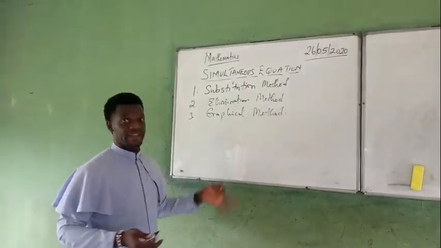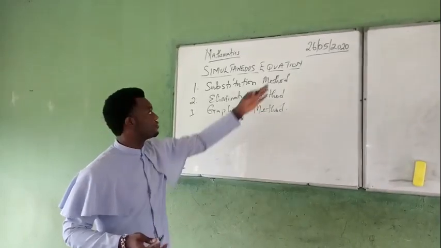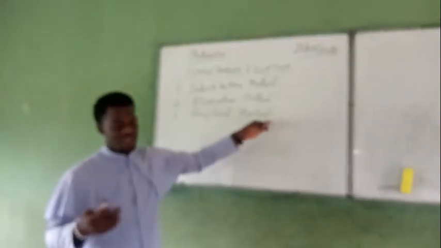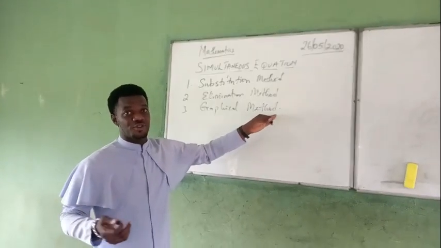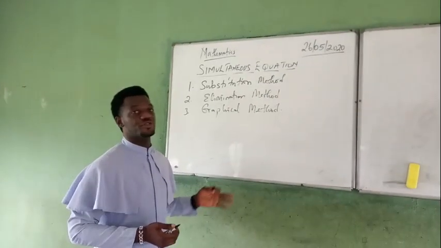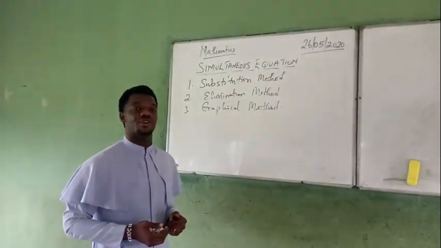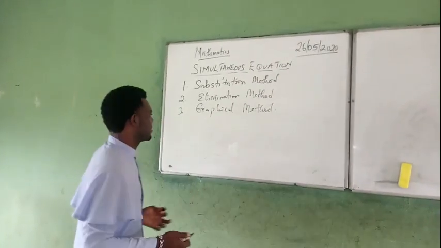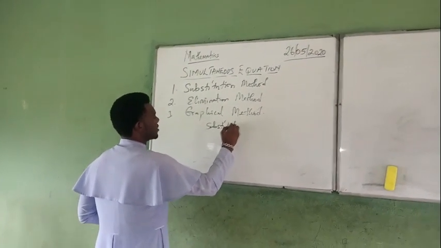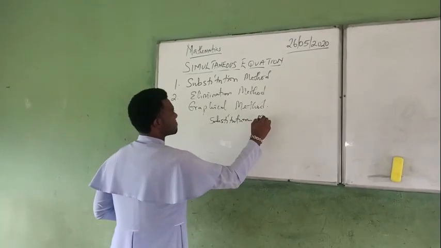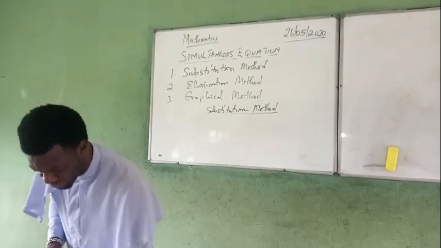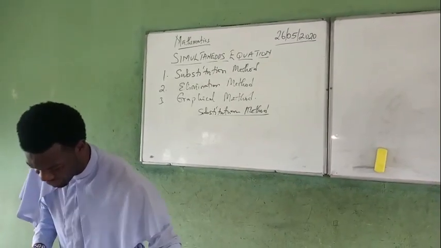But in this talk today, we are going to limit ourselves to the two: substitution and elimination. The graphical method will be for those in the senior classes. Due to the scheme of work, we are limited to substitution and elimination. So we'll move to the substitution method. We are going to use examples in solving them.